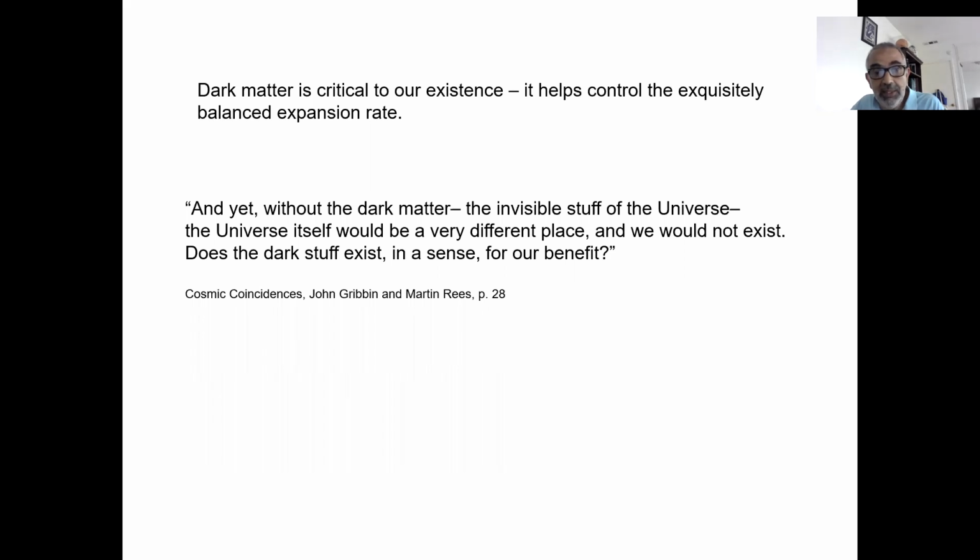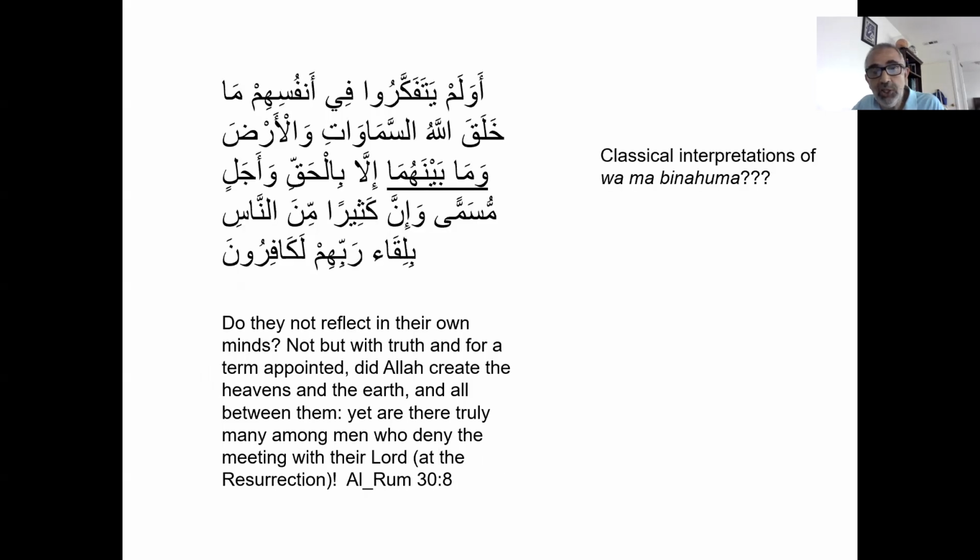And let us end this lecture by just reflecting on verse 8 from Surah Ar-Rum, Surah 30, because I have often reflected on this verse. And of course, God knows best its true meaning, but the Quran is saying, أَوَلَمْ يَتَفَكَّرُوا فِي أَنفُسِهِمْ مَا خَلَقَ اللَّهُ السَّمَاوَاتِ وَالْأَرْضَ وَمَا بَيْنَهُمَا إِلَّا بِالْحَقِّ وَأَجَلٍ مُّسَمًّى وَإِنَّ كَثِيرًا مِّنَ النَّاسِ بِلِقَاءِ رَبِّهِمْ لَكَافِرُونَ.